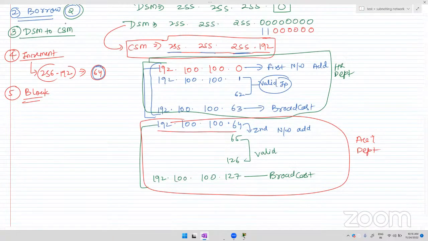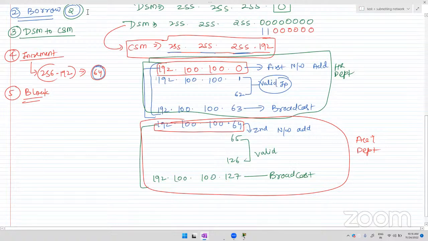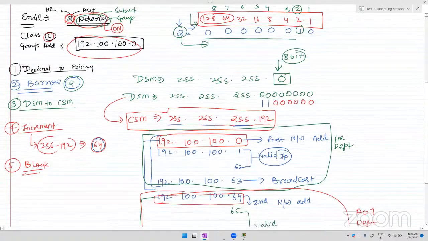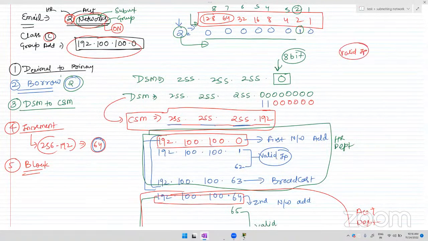So verify, this network address is different, and this network address is different. So every group has a different network and different valid IPs. Clear? Different IPs. Now, if someone asks two things, how many valid IPs are available for every group and how many total networks we can get?